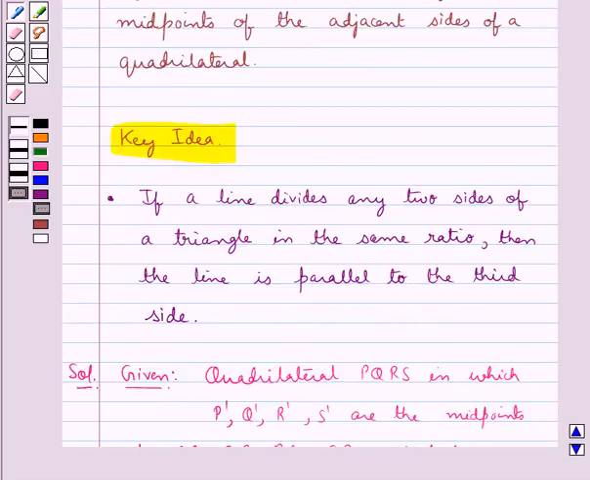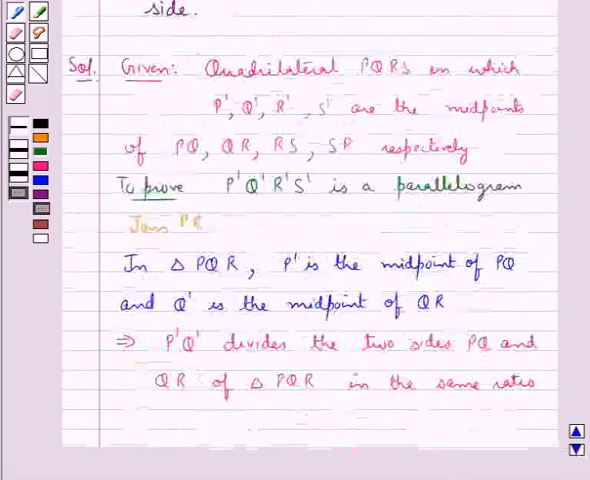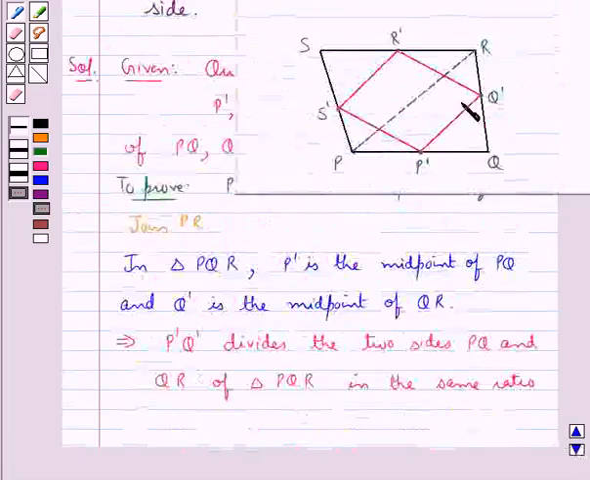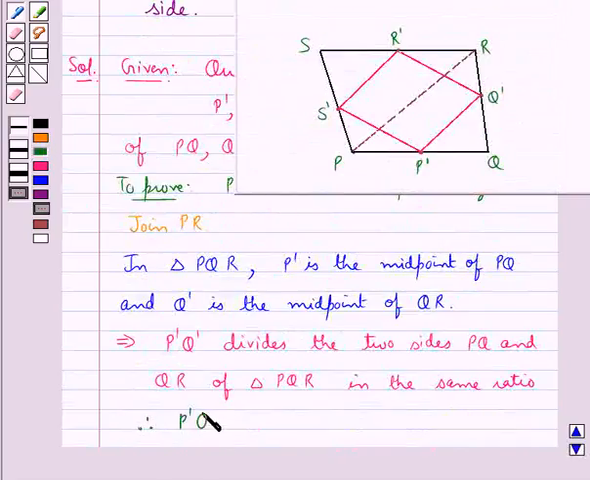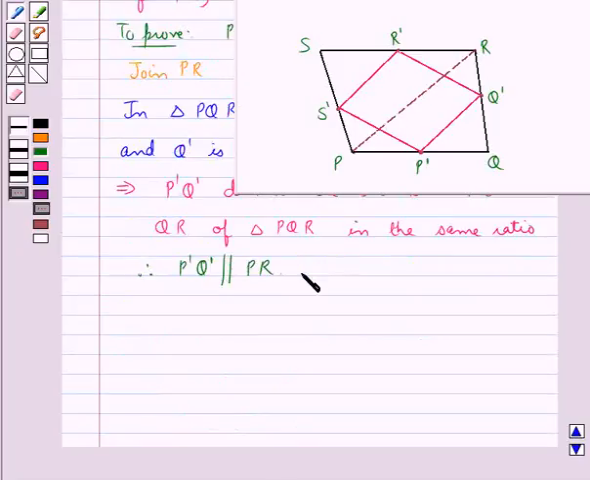And we know that if a line divides any two sides of a triangle in the same ratio, then the line is parallel to the third side. So, as this P dash Q dash divides the sides PQ and QR of triangle PQR in the same ratio, this means P dash Q dash is parallel to PR. Let this be equation 1.